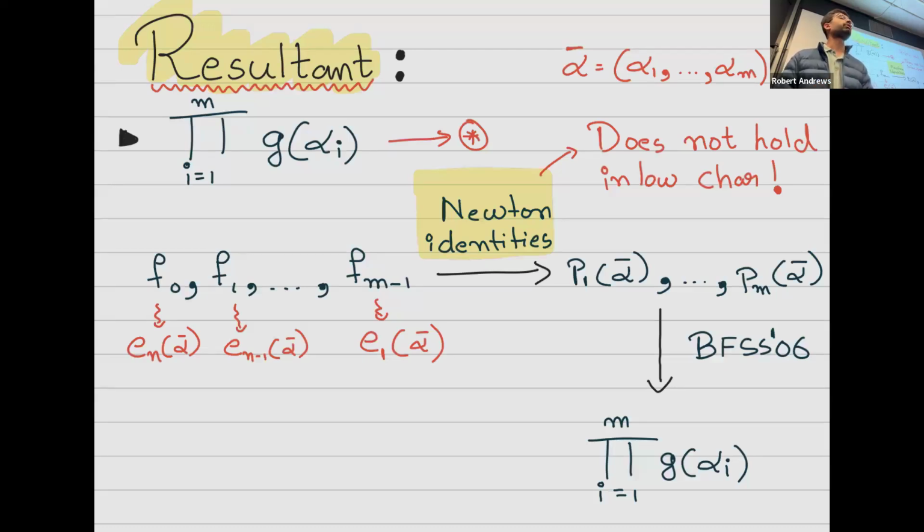Yes. If Newton, okay, let me phrase it like this. Suppose Newton identities did work over all characteristics, we would be done. Like this would work.